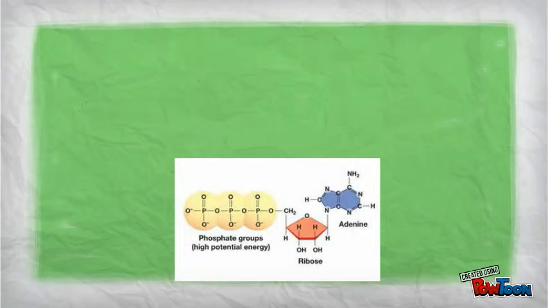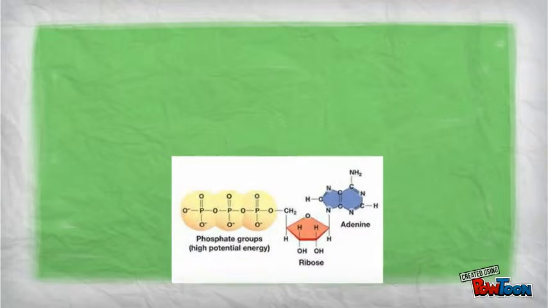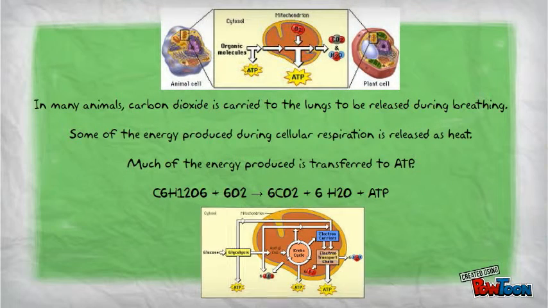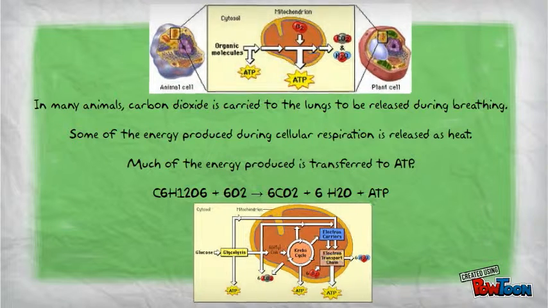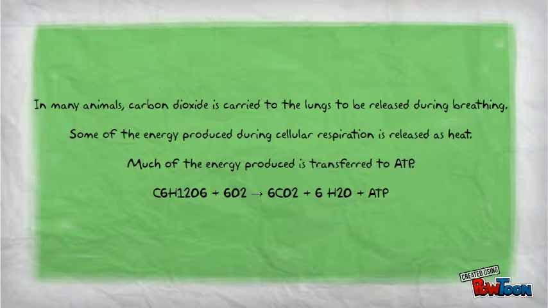The products of cell respiration are ATP, carbon dioxide, and water. In many animals, carbon dioxide is carried to the lungs to be released during breathing. Some of the energy produced during cell respiration is released as heat. Much of the energy produced is transferred as ATP.